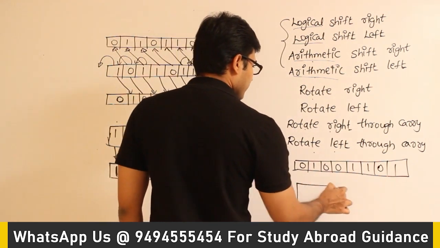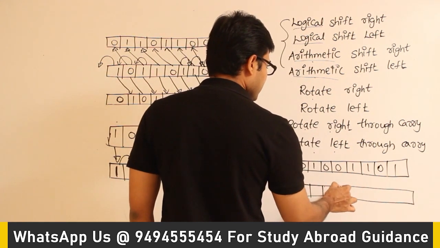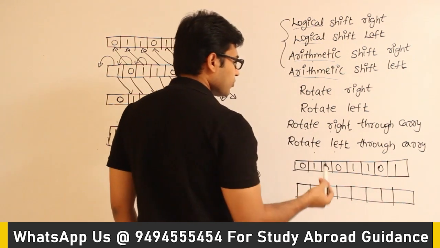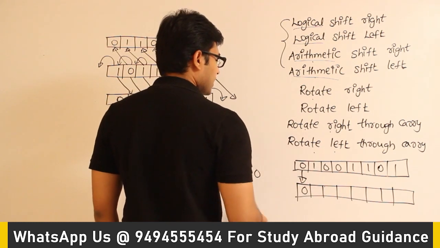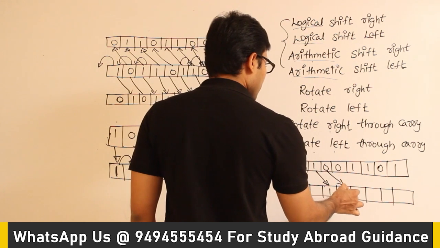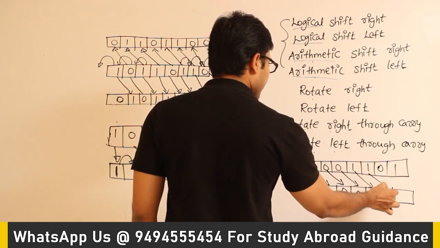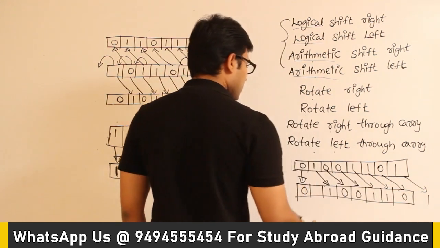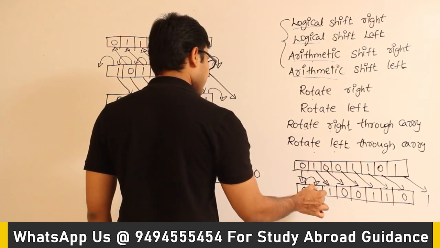As I told you, when I'm doing this arithmetic right shift, the sign bit does not change, but all the remaining bits will move one position to the right, which means the sign bit 0 does not change, and all the remaining bits are going to move one position to the right. This one is going to fall off, and this place is going to be filled in with the sign bit, right?